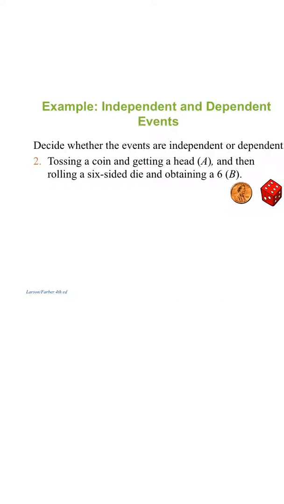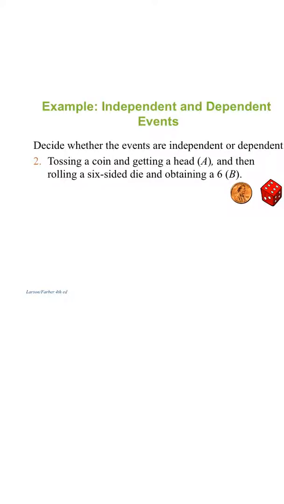All right, we're going to talk a little more about independent and dependent events. We have another example here. Instead of using cards this time, we're asked to toss a coin and get a head, and then roll a die and obtain a 6. So we have two different events here. Event A is tossing a coin and getting a head. Event B is rolling a 6-sided die and obtaining a 6. Are the events independent or dependent of one another?